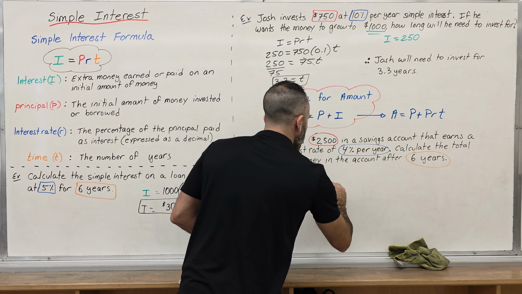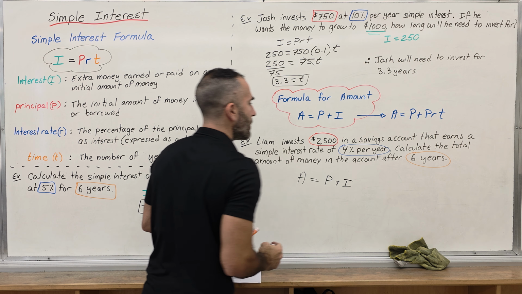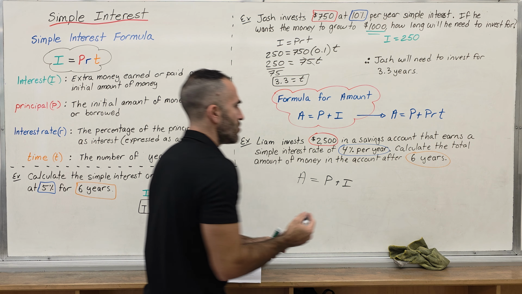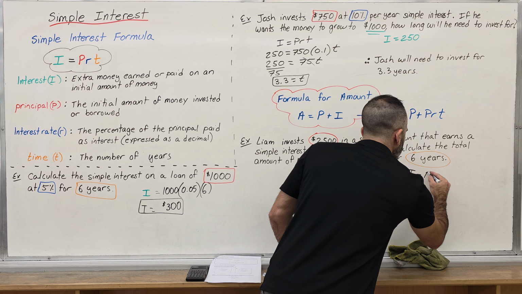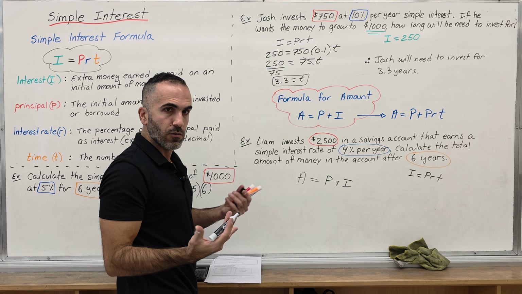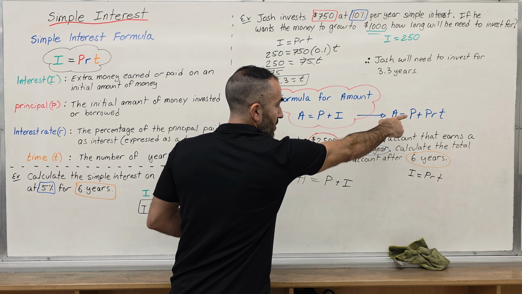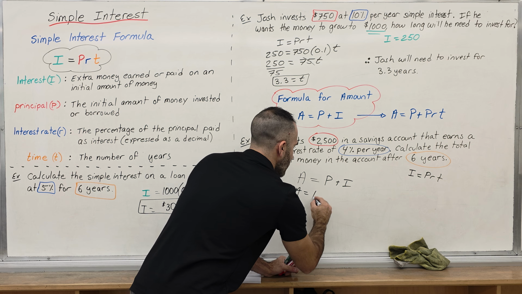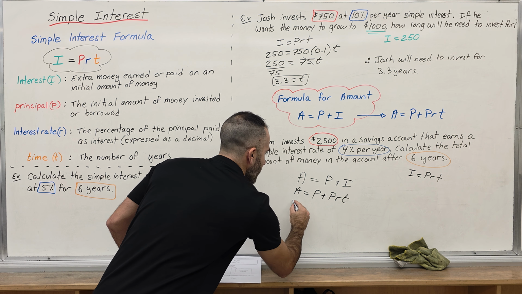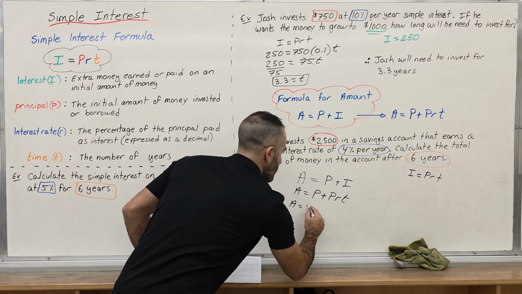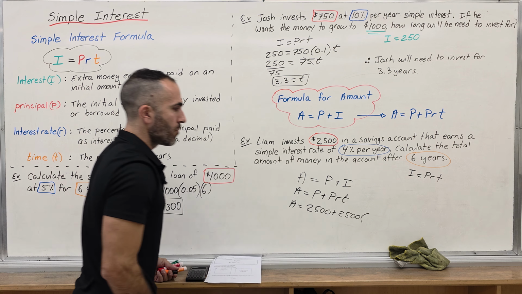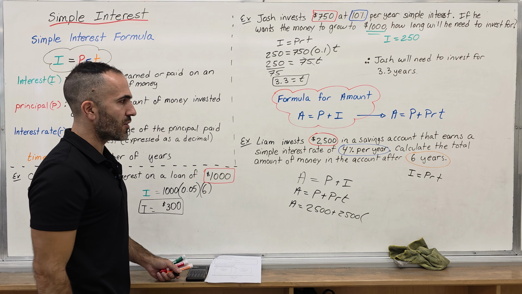So I'm going to use my P plus I formula. I don't know how much interest he made, so now I have to find interest. So you could just do this. I could do I equals PRT and do this as a separate question, then plug it back in. You could do that. Or you could just replace this with this, like I did over here. A equals P plus PRT. Now I'm going to plug in everything I know over here. 2,500 is P. So I replaced both P's with 2,500.